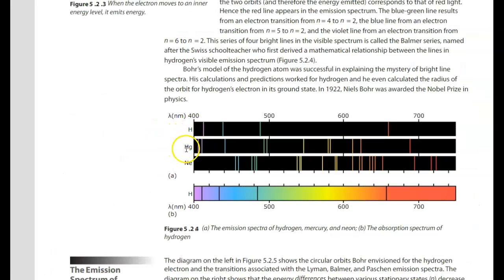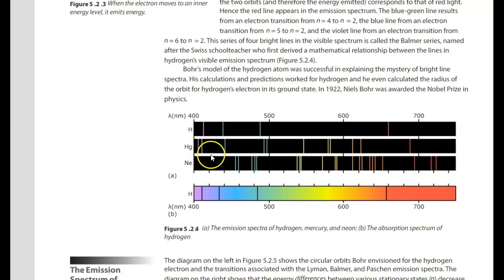Here we see the emission spectra for 3 different atoms: hydrogen, mercury, and neon. Hydrogen has 4 spectral bands: purple, blue, green, and orange, which we'll talk about in a moment as we look at a diagram like we saw in the video with the Lyman, Balmer, and Paschen series. Hydrogen has only 4 visible spectral bands. Mercury and neon, on the other hand, have far more.